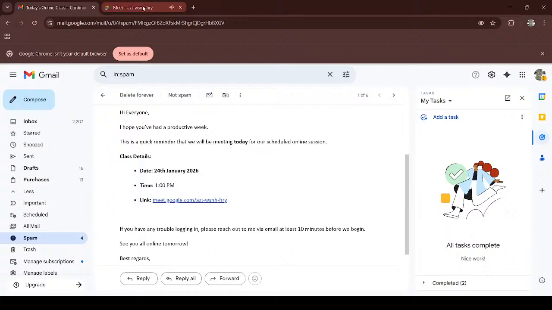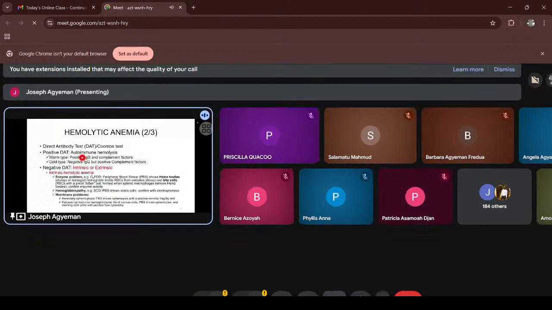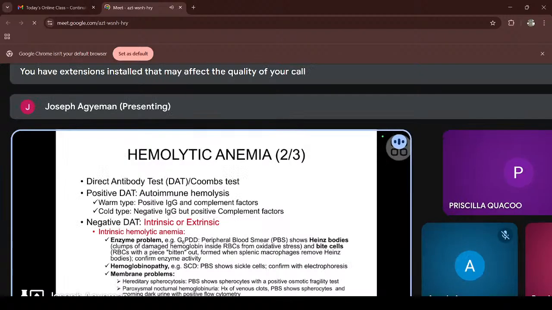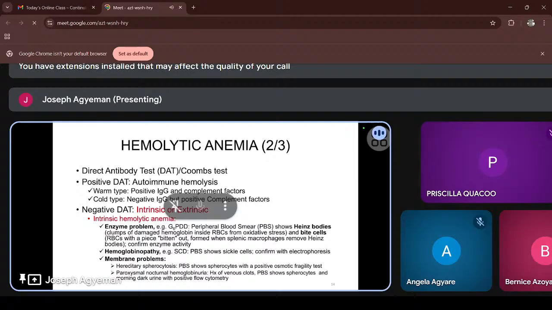If the test comes out positive, then you confirm that it is an autoimmune hemolysis. If the Coombs test comes out positive, then it is due to an autoimmune reaction. If it comes out negative, then it can never be an autoimmune reaction. It can be other underlying causes. Now, let's take it as positive autoimmune hemolysis. If it is positive, then it means that you are going to find some antibodies.